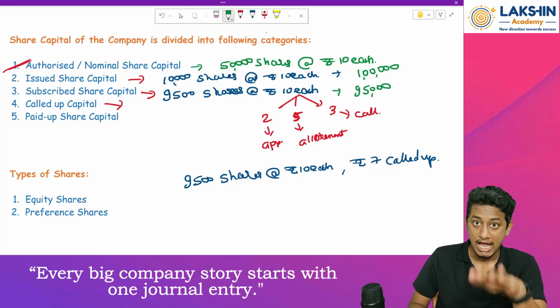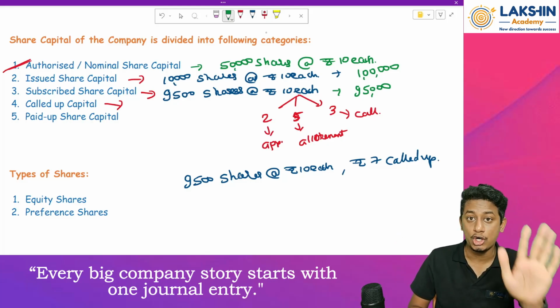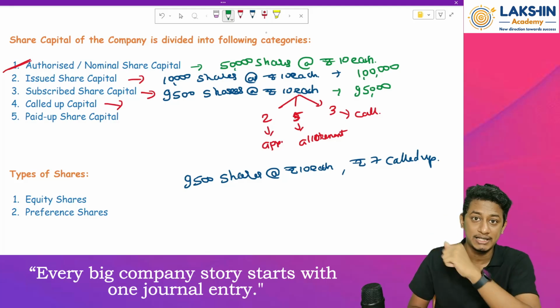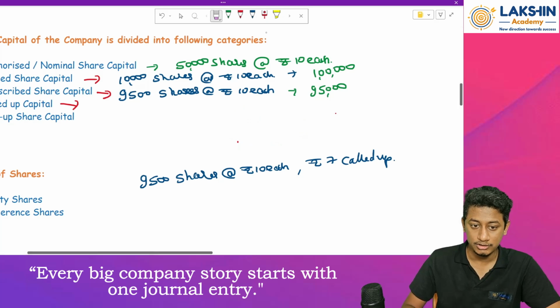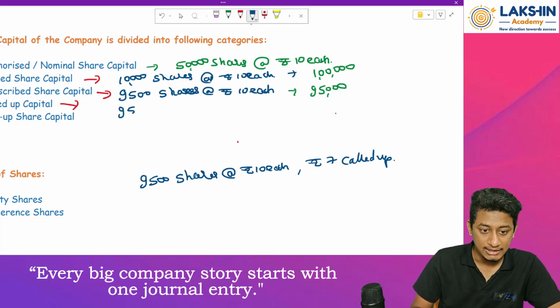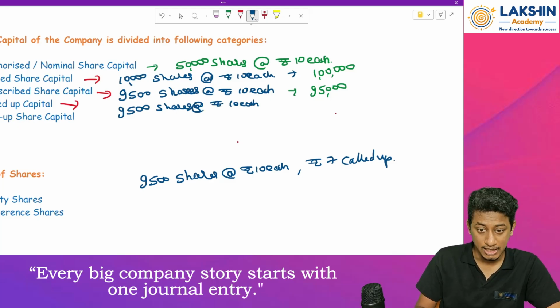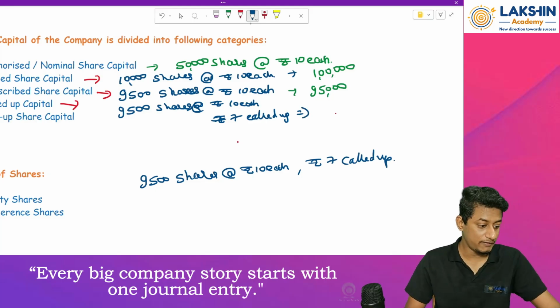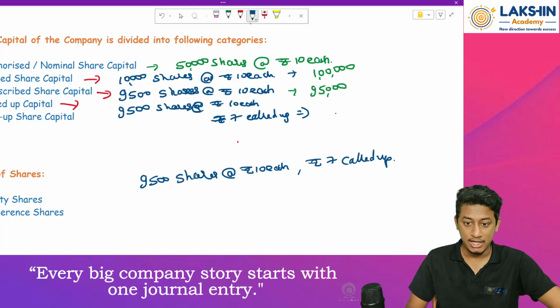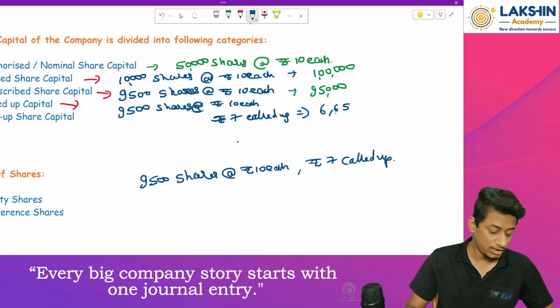So for now, I have received 2 rupees on application, rupees 5 on allotment. So rupees 7 is received from the public right now. So this will be shown as 9,500 shares at the rate of rupees 10 each, but how much is called up? Rupees 7 called up. So how much money is actually received? 9,500 into 7 will be 66,500. Sorry.